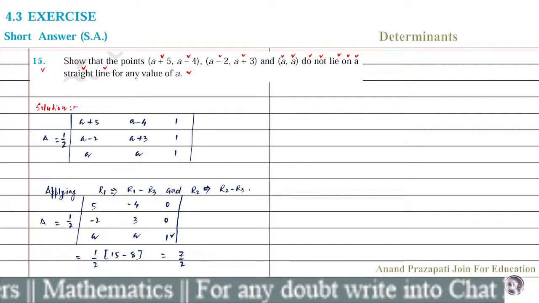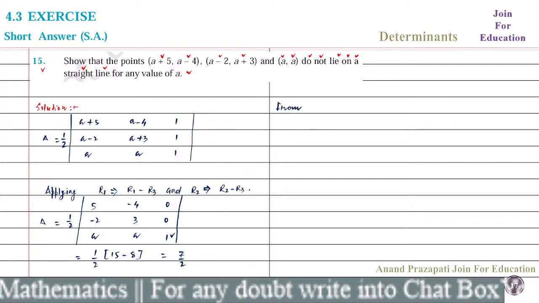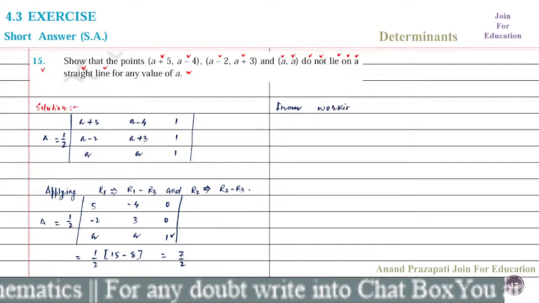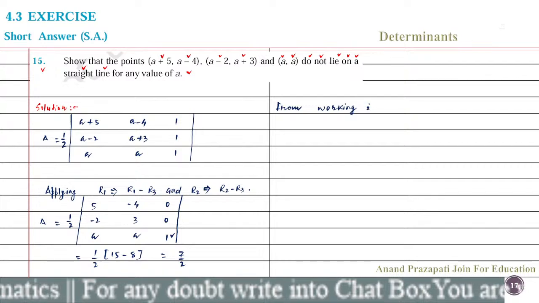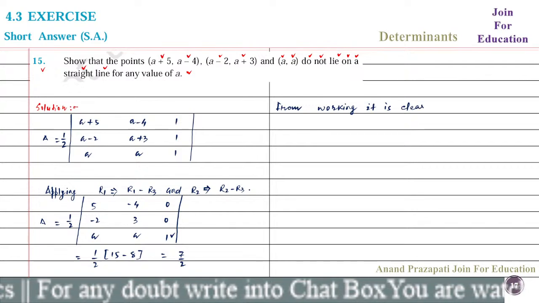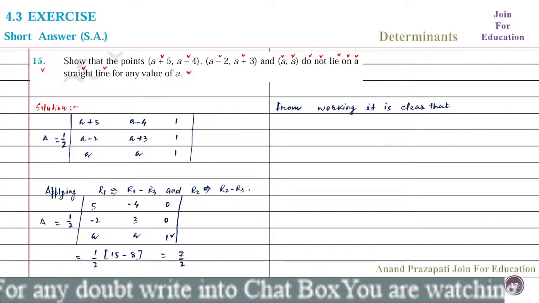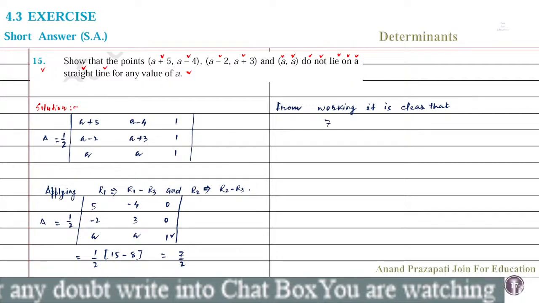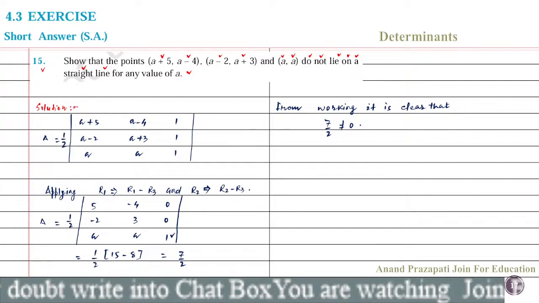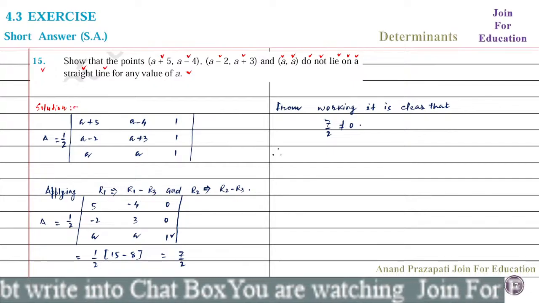So from the working it is clear that 7 by 2 is not equal to 0. Therefore the given points do not lie on a straight line. Proved.